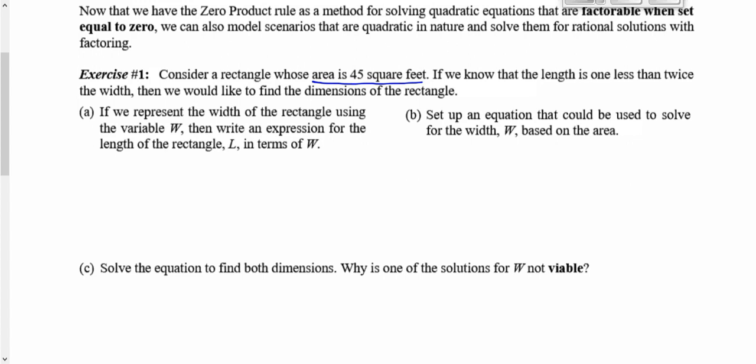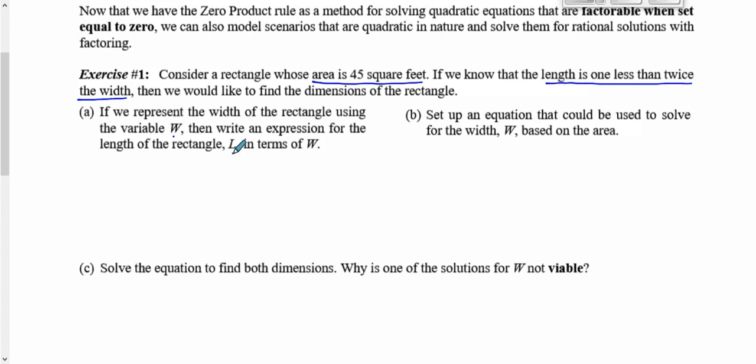What else do we know? The length is 1 less than twice the what? Width. Okay? And what do they want us to do? Find the dimensions, find the length and the width. So in part A, they want us to represent the width with what? Capital W, and the length with capital L, right?